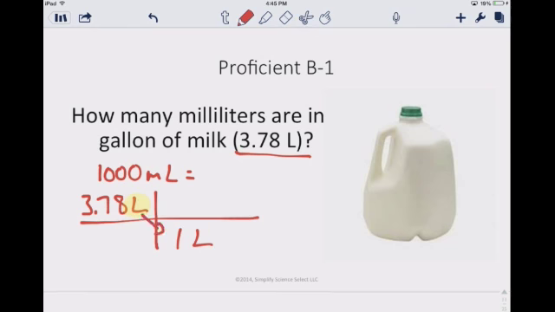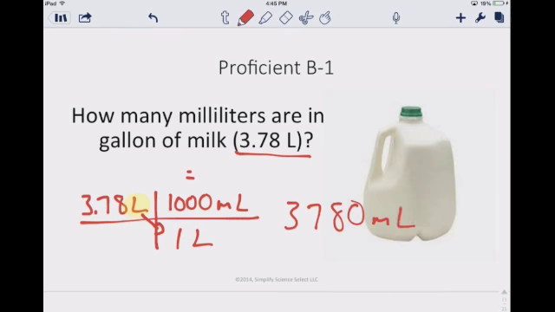Then we take one part of the conversion factor, put it on the bottom, take the other part, put it on top. And all we do is multiply it out, 3.78 times 1,000. That's going to give us our answer, 3,780 milliliters. Okay, that's how we convert it.